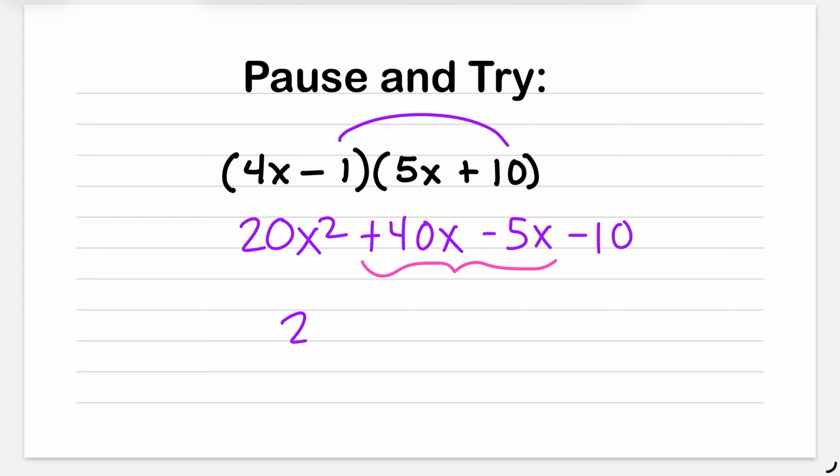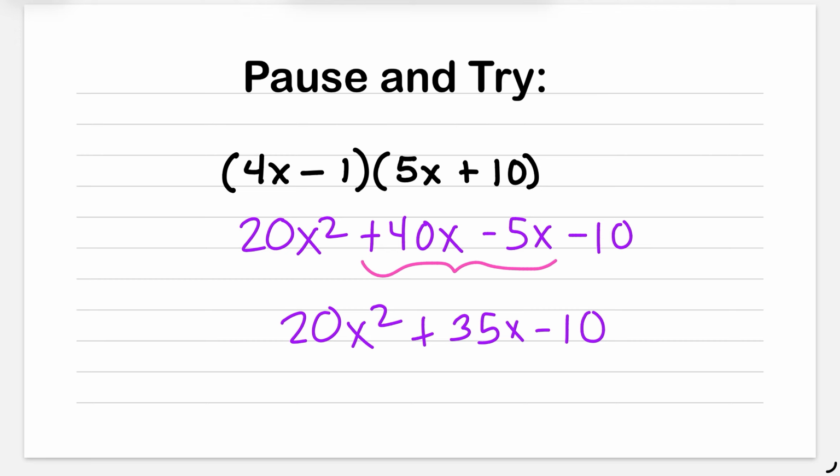When we simplify this, we have 20x squared. The 40x and the negative 5x becomes 35x. And bring down minus 10. When you FOIL the quantity 4x minus 1 times the quantity 5x plus 10, it will simplify to 20x squared plus 35x minus 10.